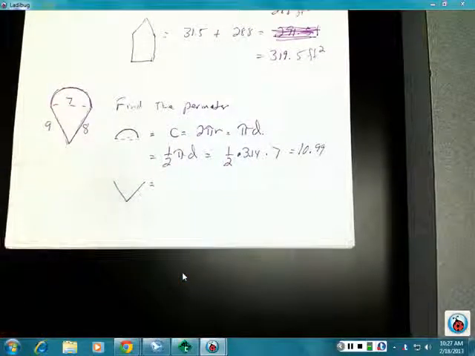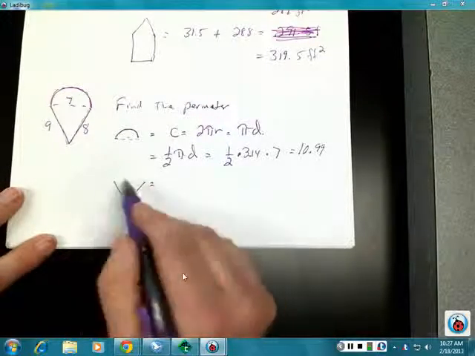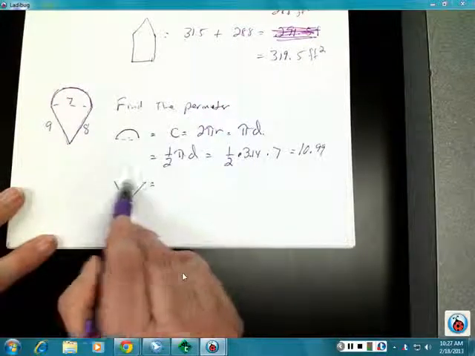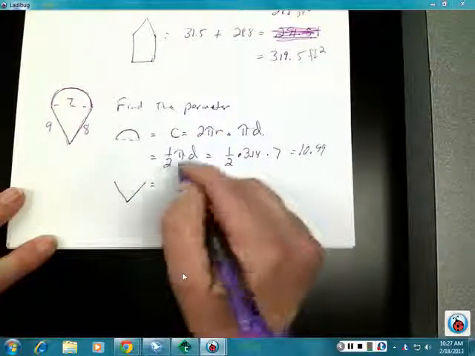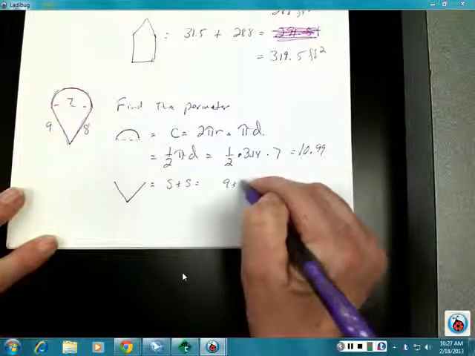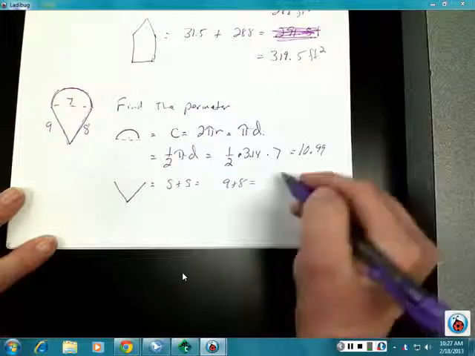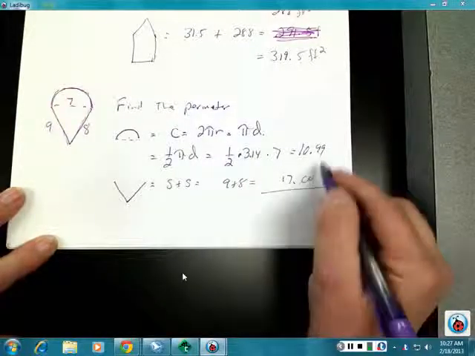How do I find its perimeter? It's not a full triangle though, is it? Because I don't need this piece. All I need is these two pieces added together. So basically I just need to add a side plus a side. So 9 plus 8 will give me 17. And then add them together.